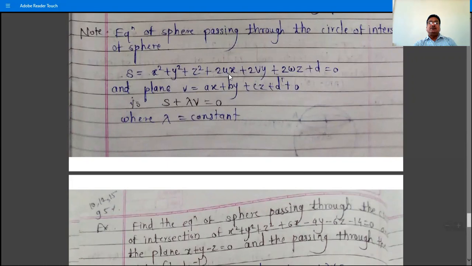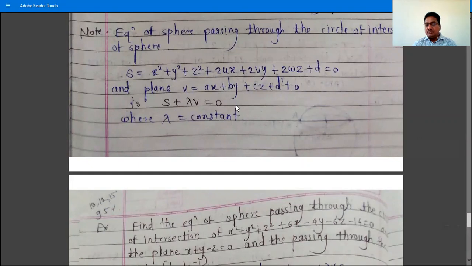We know that the intersection of a sphere and a plane is a circle, and we have to find the equation of another sphere passing through that circle. So the formula is S plus lambda V is equal to 0. This formula is similar to the formula of the equation of a plane passing through the line of intersection of two planes.